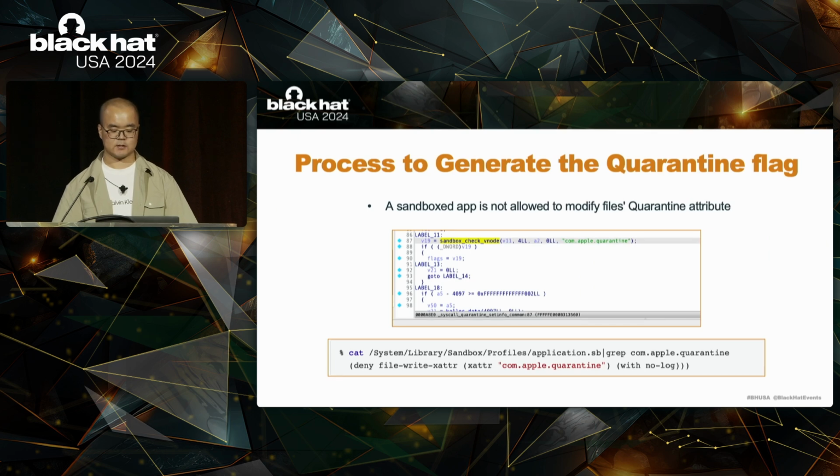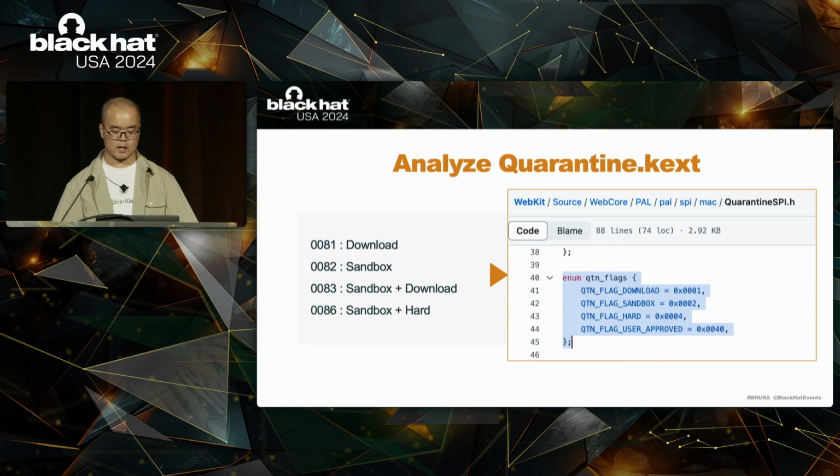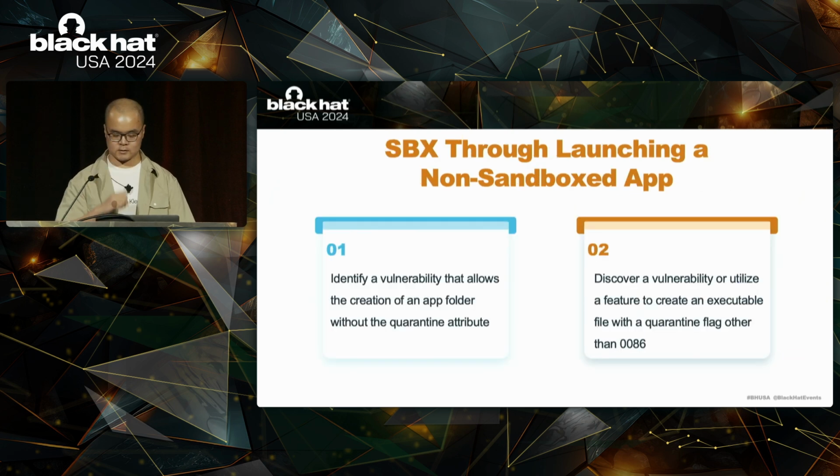A sandbox app is not allowed to modify files' quarantine attribute. And if the input flag doesn't contain 0x40 and the lower 2 bytes are non-zero, the final quarantine flag is equal to the input flag OR 0x80. So 81 means download, 82 sandbox, 83 sandbox plus download, 86 sandbox plus hard. If we try to launch a quarantined app whose quarantine flag is equal to 86, the quarantine kernel extension will block the operation because the operation is not authorized. So my hypothesis is correct.